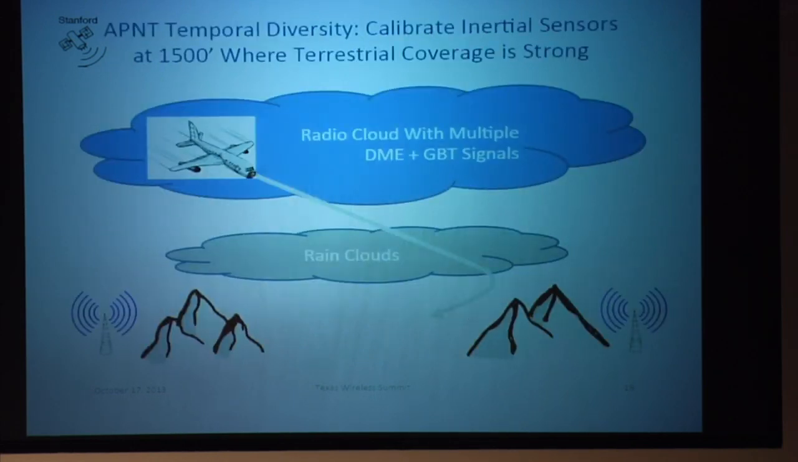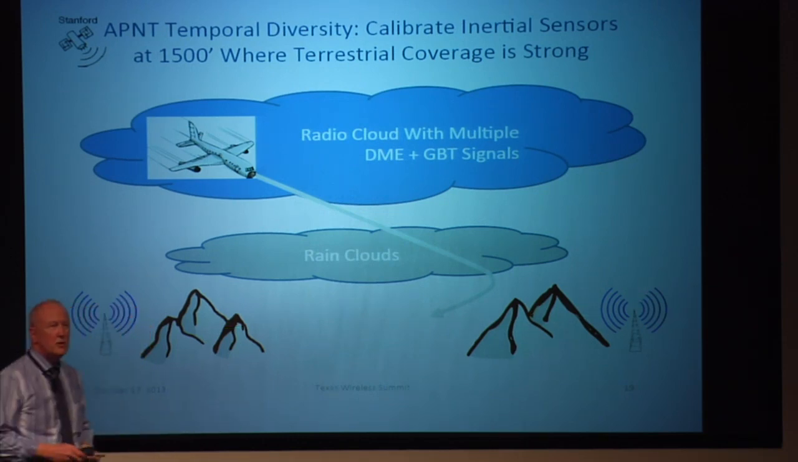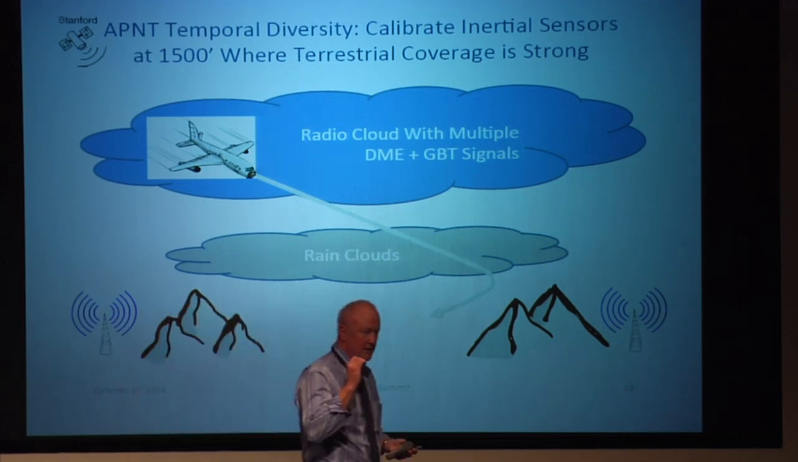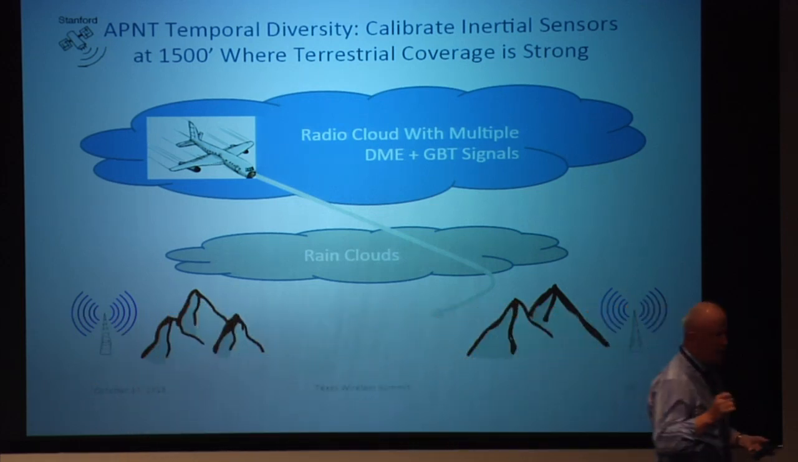Temporal diversity, this business about coming down into a valley when both your DMEs may be blocked by a mountain. We plan to draft off of the efforts by DARPA to build a better, cheaper inertial, and we'll use that for a little coasting, lateral navigation to lower and lower altitudes.